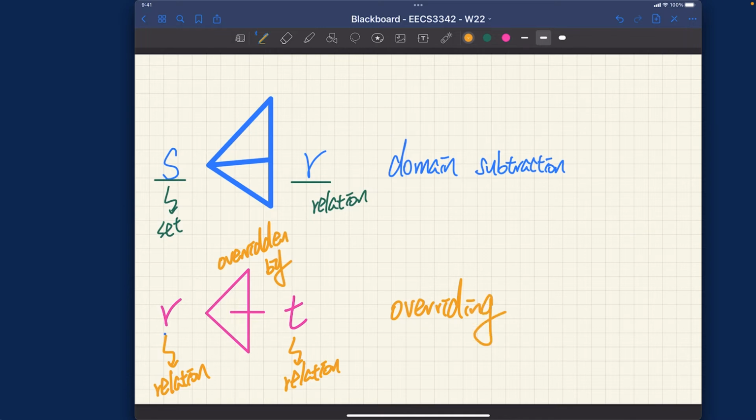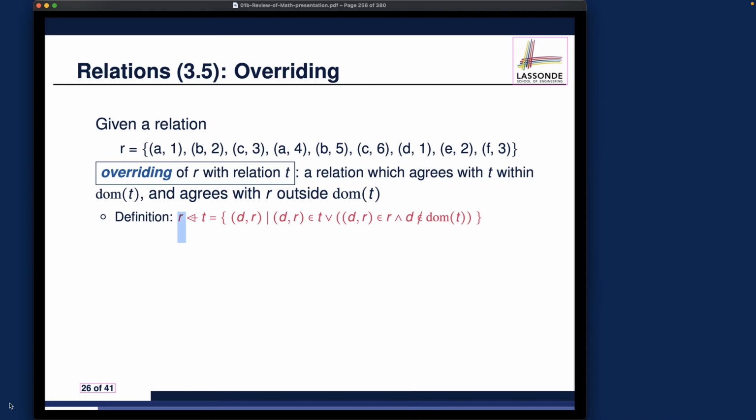Okay, overriding. You can either say it's the overriding operator, or you can say R is overridden by T. That's how you pronounce it. Let's now go back to see the definition over here.